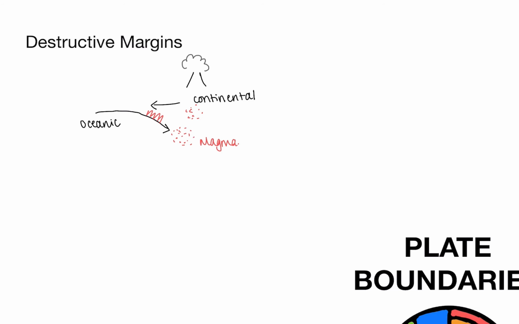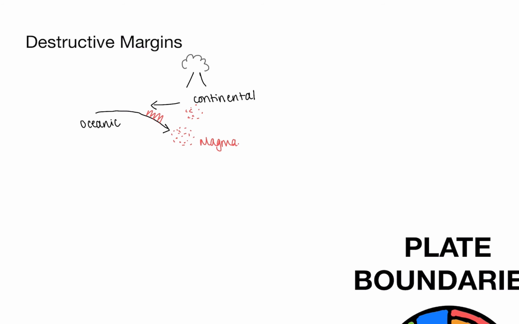Okay, so some really great examples here of things that are caused by destructive margins would be ocean trenches. So for example, in South America, we have the oceanic Nazca plate then being subducted beneath the continental South American plate. So that creates us the Atacama Trench.